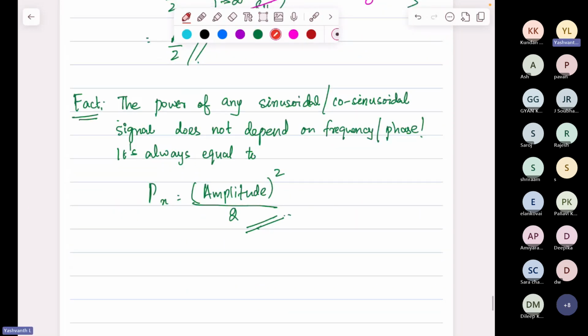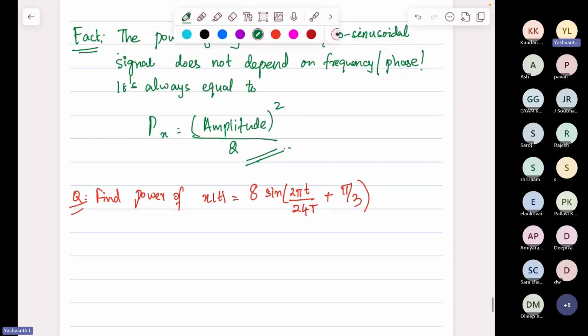So it's a ready-made formula. Now I would like you to tell me the answer to this question. Find the power of x of t equal to 8 sine of 2 pi t by capital T plus pi by 3. Can anyone tell me what is the power of this signal, just by looking at the signal? Yes, 32. Correct. How did you get it? 8 squared by 2, which is 64 by 2, equal to 32.